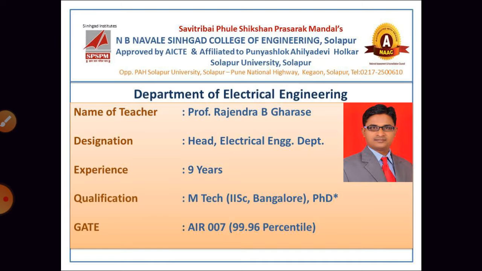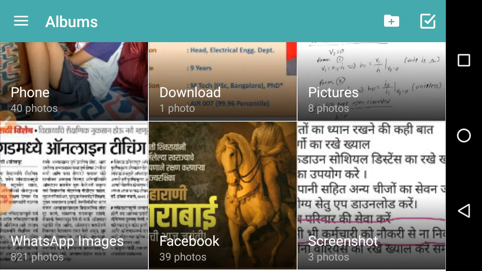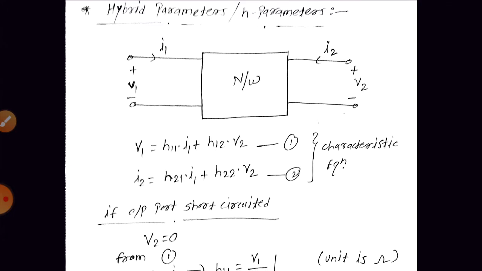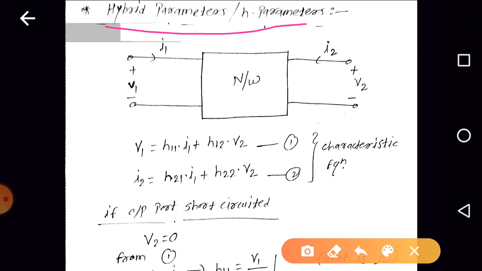In my last video, we discussed the transmission parameters, or the ABCD parameters. Today we are going to discuss the hybrid parameters, or the H parameters. As we know, we have 4 types of parameters: Z, ABCD, Y and H parameters. We have already discussed the first 3. Today we will discuss the H parameter, that is, the hybrid parameter.